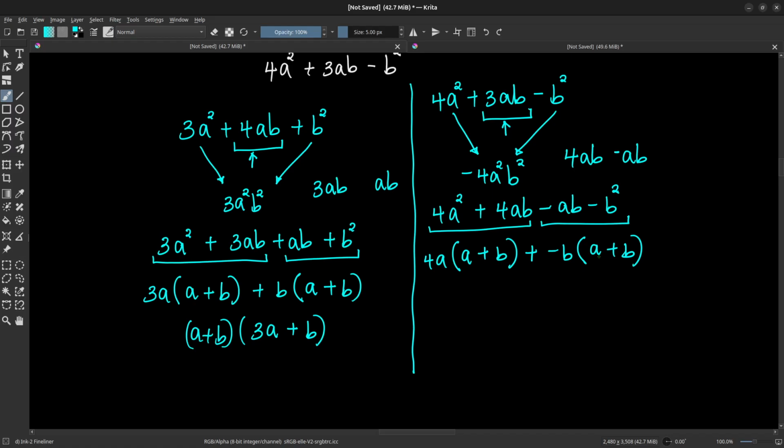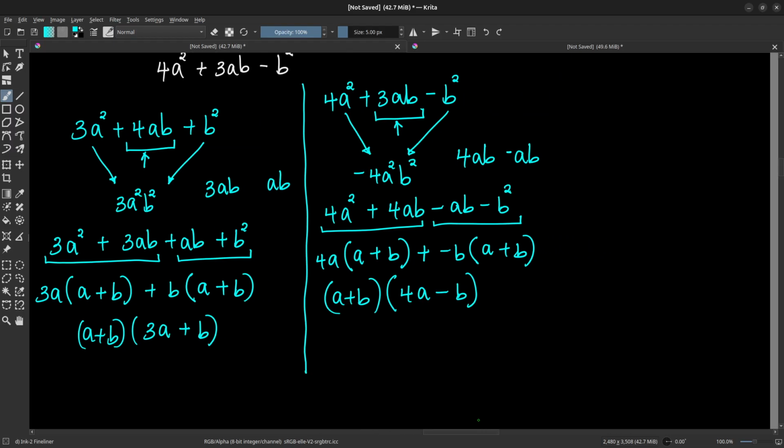Now notice on both terms, the common factor is a plus b. So let's factor that out. We have a plus b, and then the first term divided by a plus b gives us 4a, and then the second term divided by a plus b gives us negative b. So this is the factorization of the denominator.